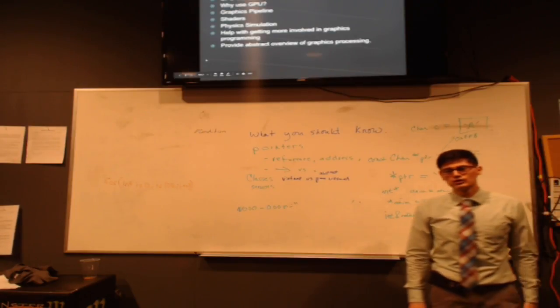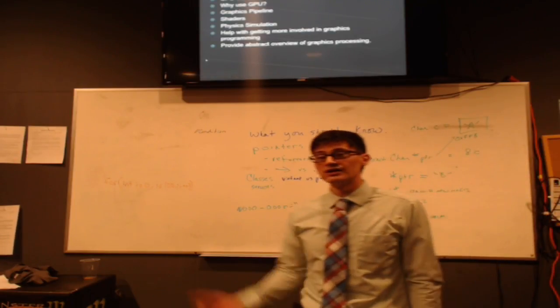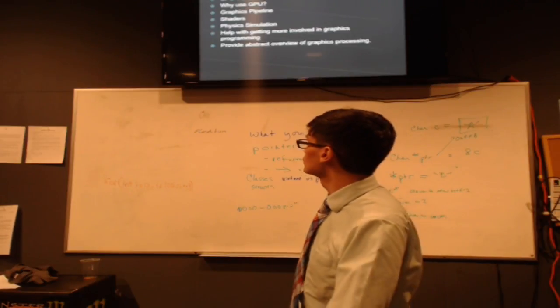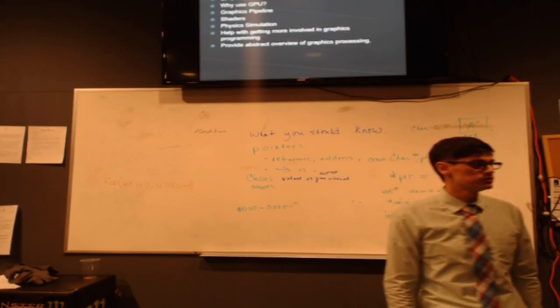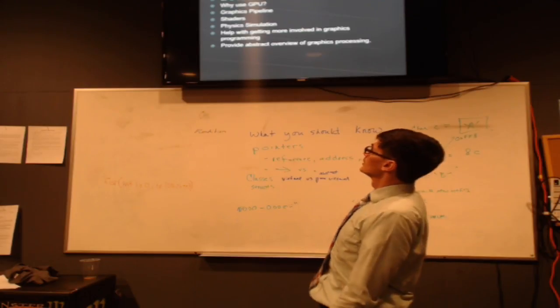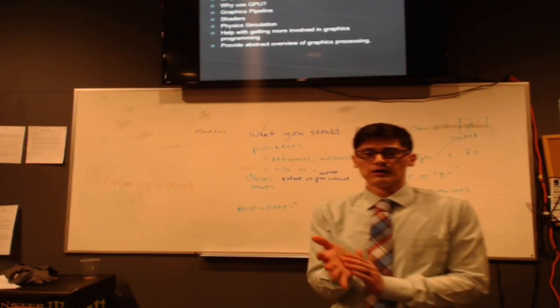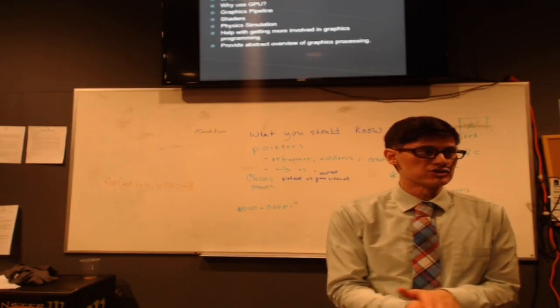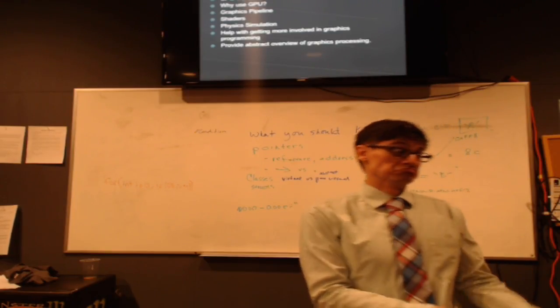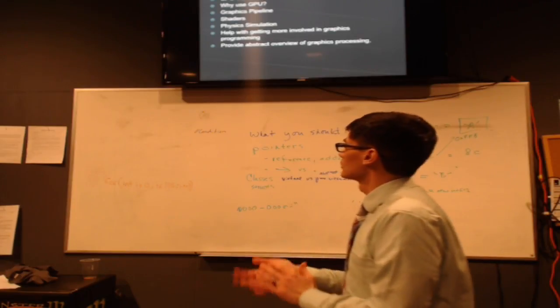So, the overview and goals of this presentation: we're going to talk about a CPU versus a GPU. We'll talk about why you would use a GPU. We kind of already talked about it. We'll talk about the graphics pipeline, some shaders, and also physics simulation. Why would that make it in there? Seems like math that you could solve.